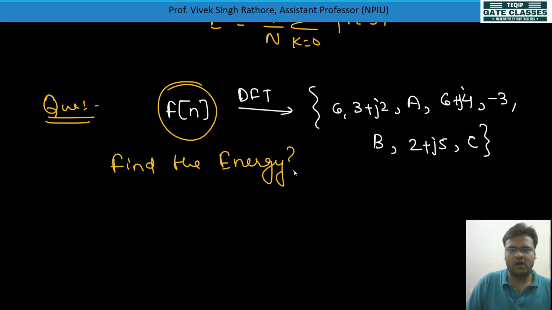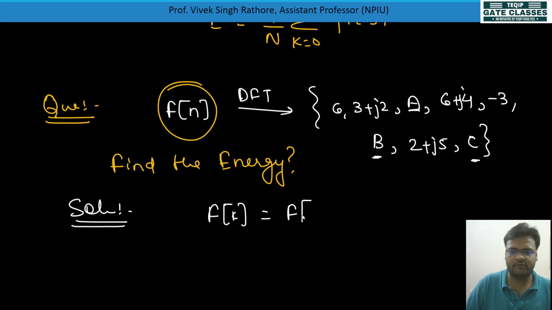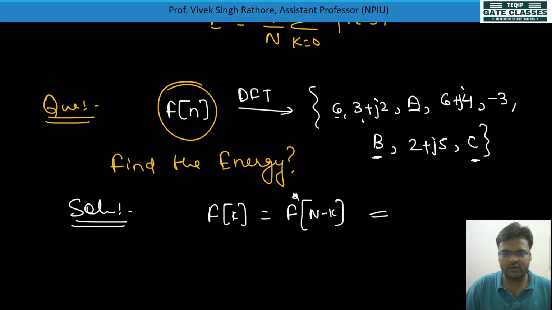Okay, so how will we do it? See, first of all, can you calculate A, B and C value? As you know, f of k is nothing but f of conjugate of n minus k. This property you know, right? So obviously this is f of 0, means k value 0, k value 1, k value 2. So f of 2 will have its value. Total n is nothing but 1 2 3 4 5 6 7 8. So 8 minus 2 will be 6.